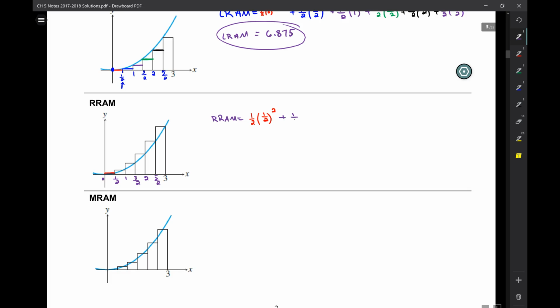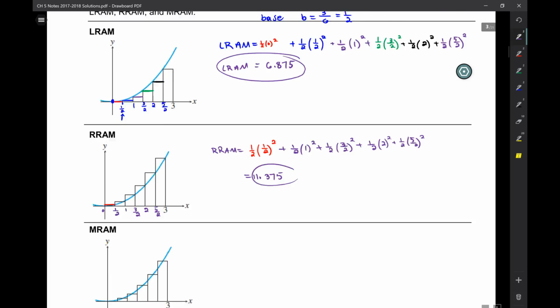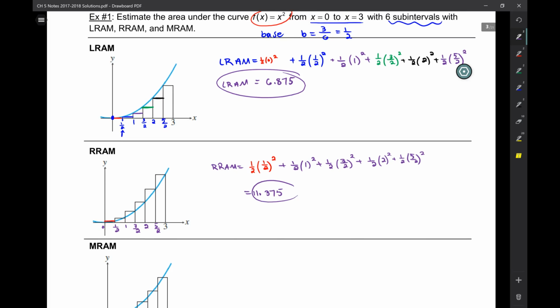Equals plus 1/2 times what squared? 1 squared. 1/2 times 3/2 squared. 1/2 times 2 squared. 5/2 squared. Now don't get carried away. Do as many rectangles as you have. We plug it in. 11.375. Does it make sense that we got a bigger number? Yeah, because this way you're overestimating.